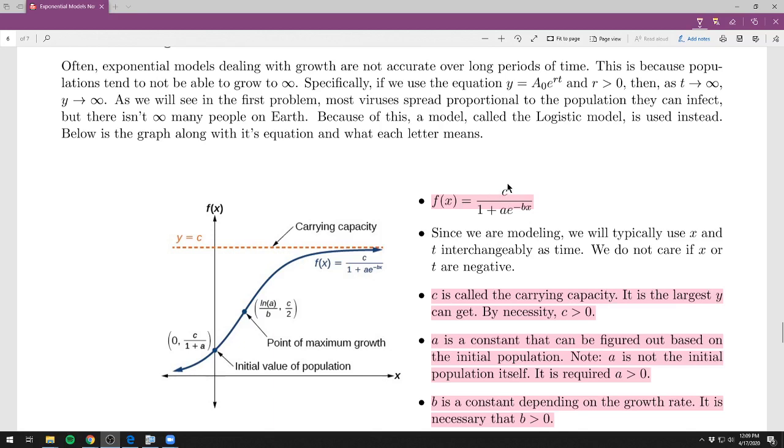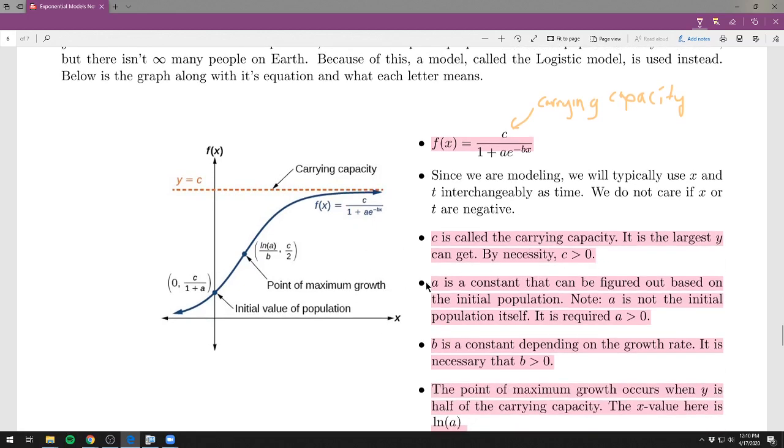The letter C that's representing some number is the most important one. It's called the carrying capacity. And what the carrying capacity is, for lack of a better term, it's the most amount of people, if we're talking about a virus spreading, that will get the virus. Okay, so there's a maximum number of people that can get it. The question that we'll deal with is the flu spreading around a town that has a certain population. Its carrying capacity would be the population of the town.